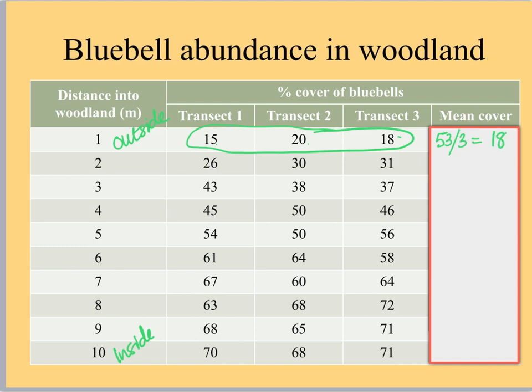Okay, have a go at working out all of the other mean values, rounding it to a whole number. Press pause, and then when you press play again, the answers will be on here. So make sure you press pause, don't cheat, have a go at the maths. Okay, so there's our pattern for our bluebells, starting at 18 for the one that I worked out for you, and hopefully you've worked out these others to show those same numbers.